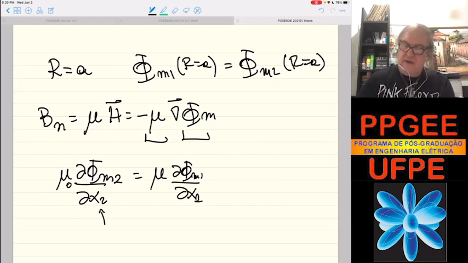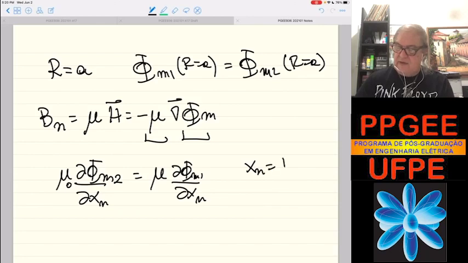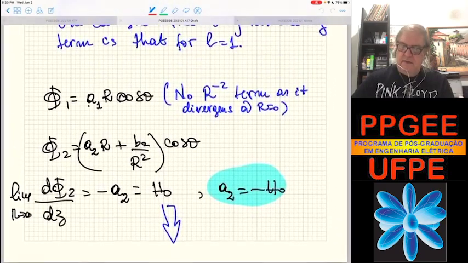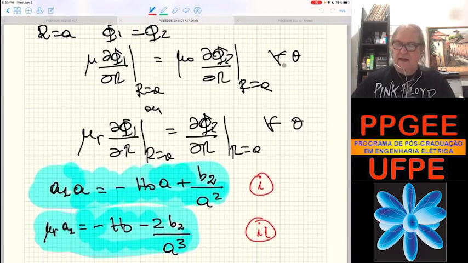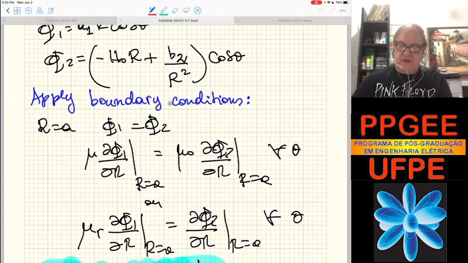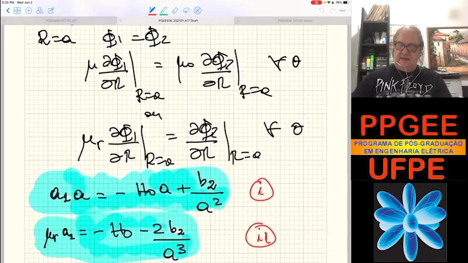X normal. In this example, X normal equals the radial variable. So what you get is this boundary condition here. Where is it? This one here, right? For any theta on the surface from 0 to pi, we can apply those two conditions. So we have a set of two equations with two unknowns, and you can solve it and determine the constants.